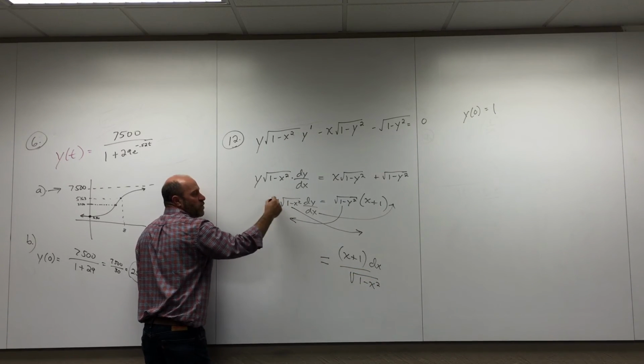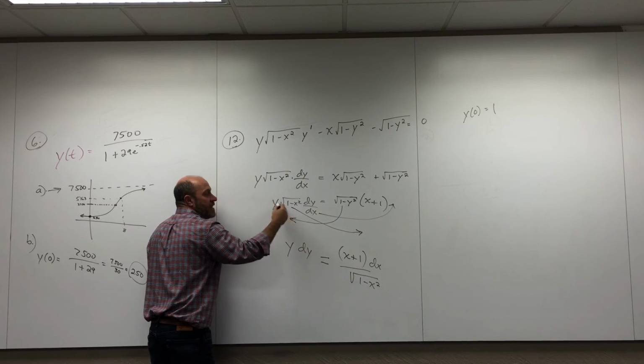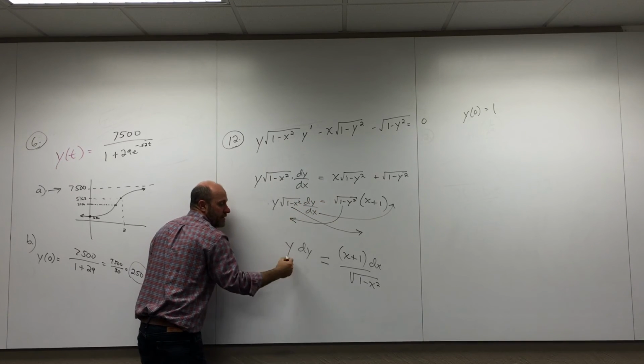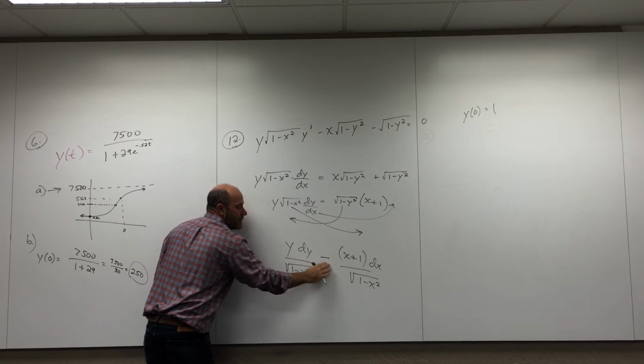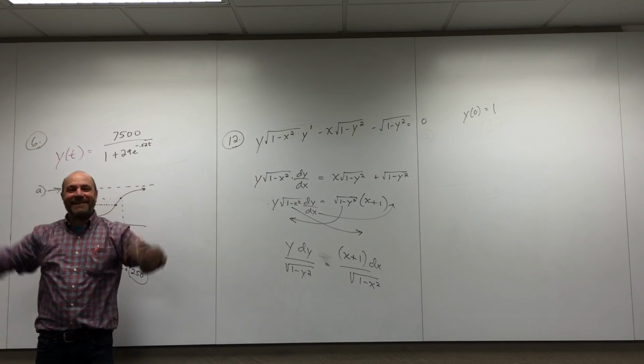What about over here? This y is staying here. This dy is staying here. Anybody else coming over here? The square root of 1 minus y squared goes to the denominator. All right. Woohoo! We got it separated.